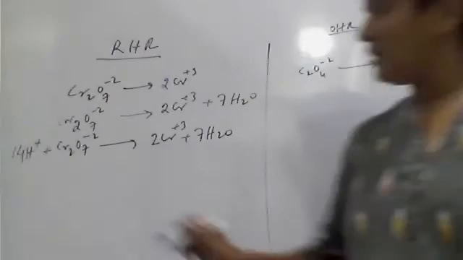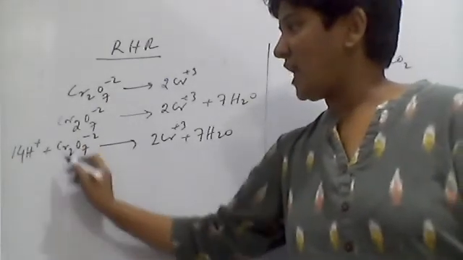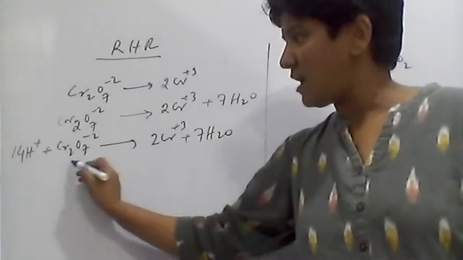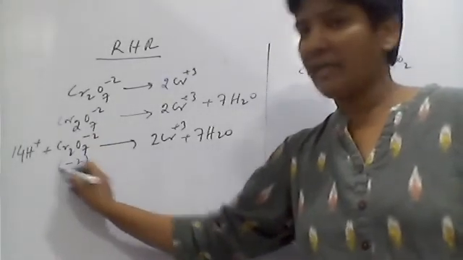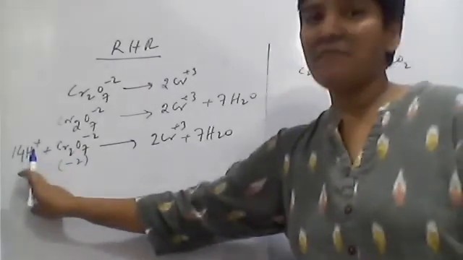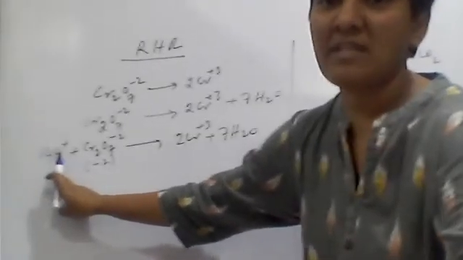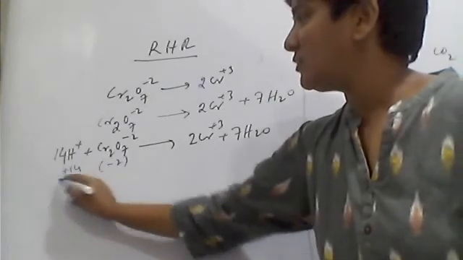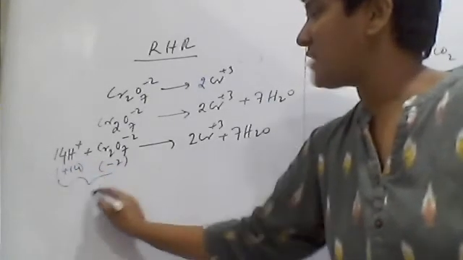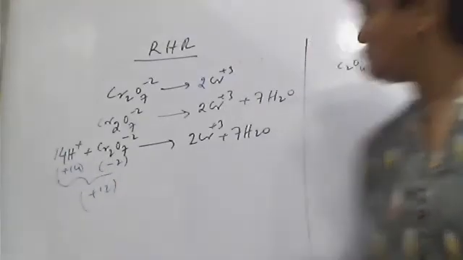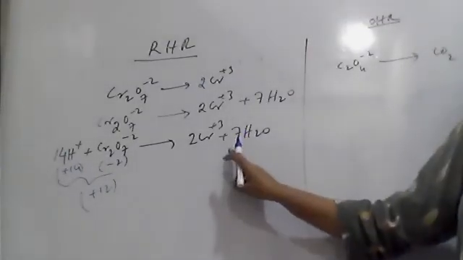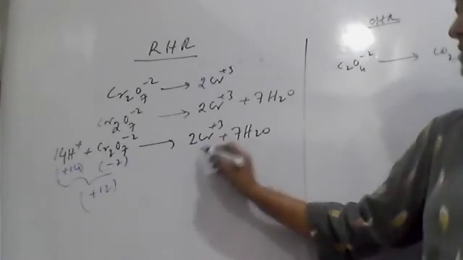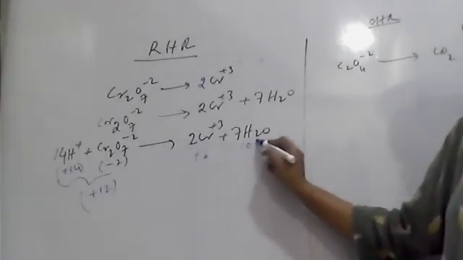So see, at the left side, what is the charge? Need not go for all the charges. Simply say what is the charge on the species: minus 2 on the dichromate. Then the H+ ions are 14, so plus 14. So the total charge at the left side is plus 12. At the product side, 1 chromium is plus 3, so 2 chromium gives 6, and water is 0.